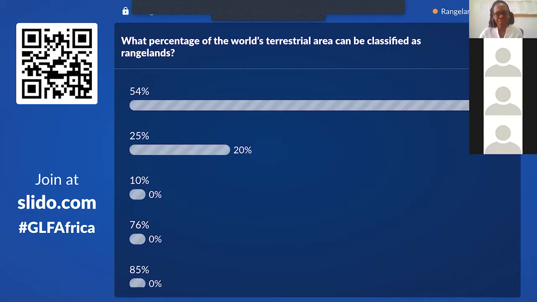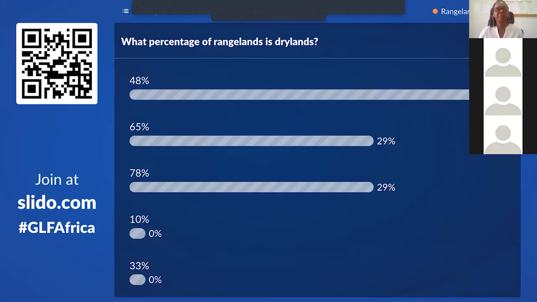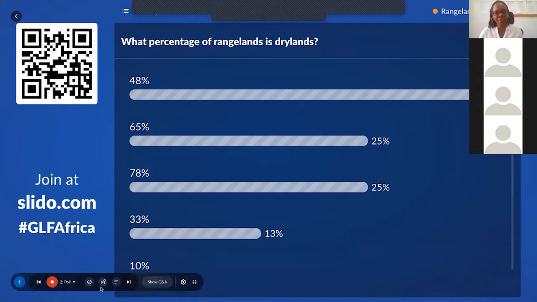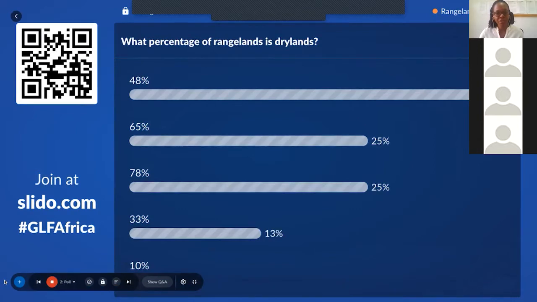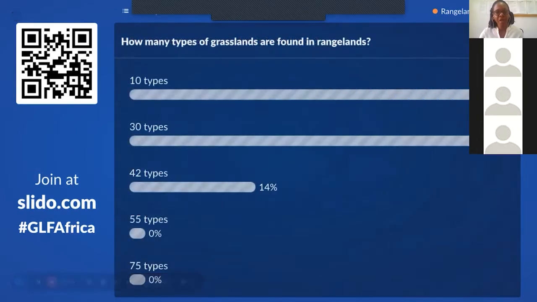Can we have the response to the second question? Yeah, that's 78% here. That's the correct answer to this question. And 25% of participants got it right. On the third question, how many types of grasslands are found in rangelands? So here the correct answer is 42 types. So a bit less participants here got the right response. So there are 42 types of grasslands that are found in rangelands.